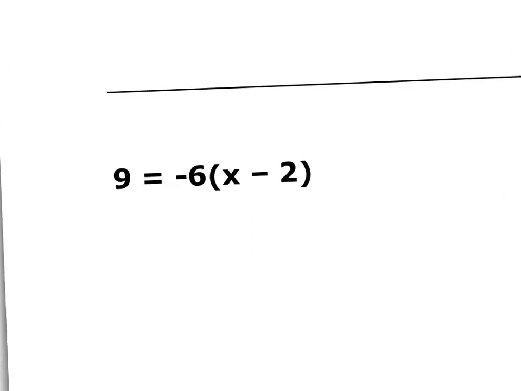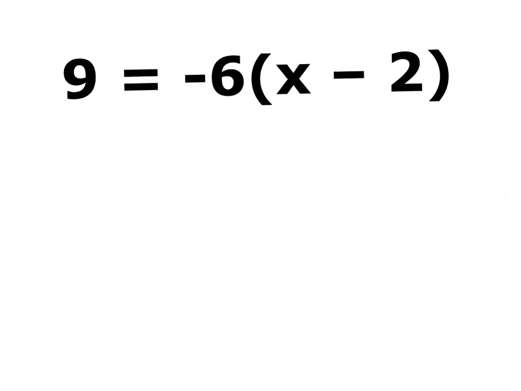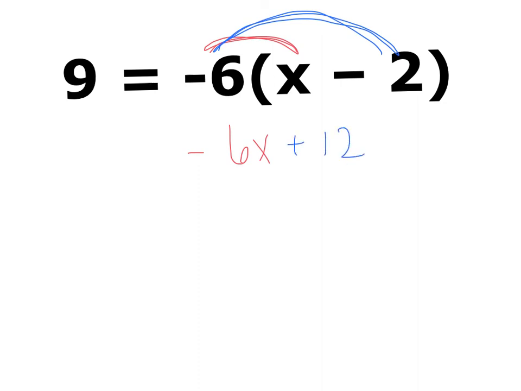Alright, let's go over one more as a class. Okay, so let's go ahead and distribute out. -6 times x is -6x. -6 times -2 gives us a positive, or a positive 12. And that all equals 9. Okay, so let's undo our addition with subtraction. Those 12's cancel out, and 9 minus 12 is -3.